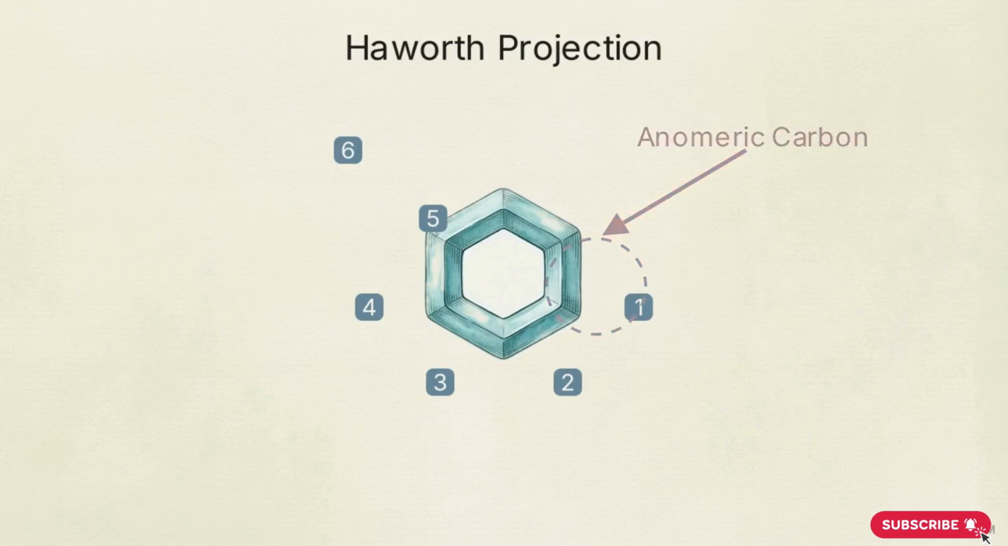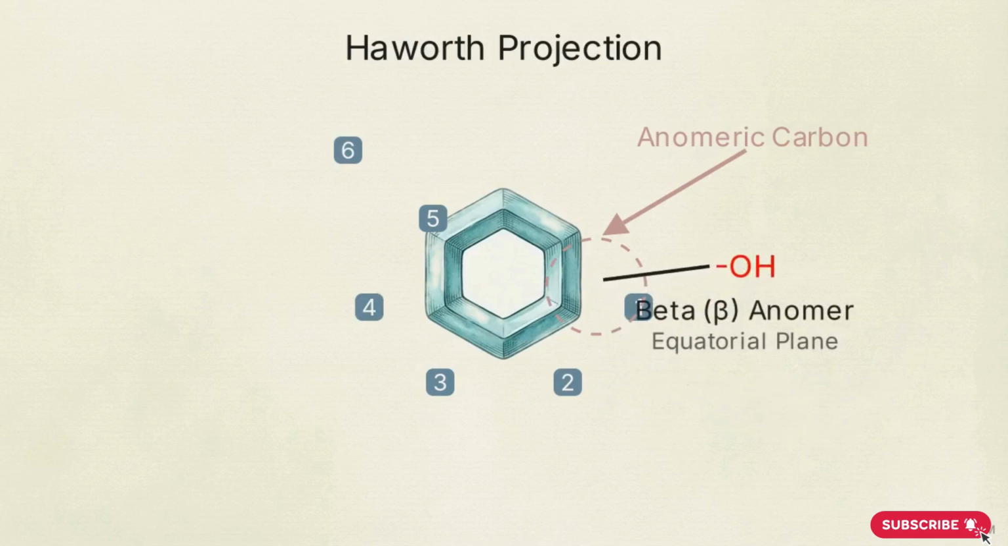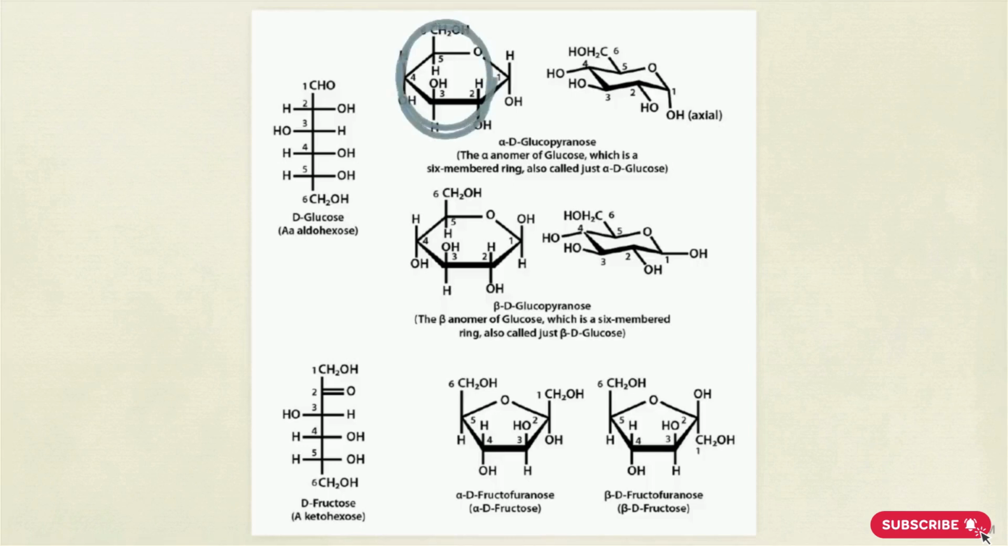The orientation of the hydroxyl group attached to this anomeric carbon dictates the molecule's form. If the hydroxyl group sits in the axial plane, it produces the alpha anomer. If it rests in the equatorial plane, it produces the beta anomer. This image displays the Haworth projections of glucopyranose.